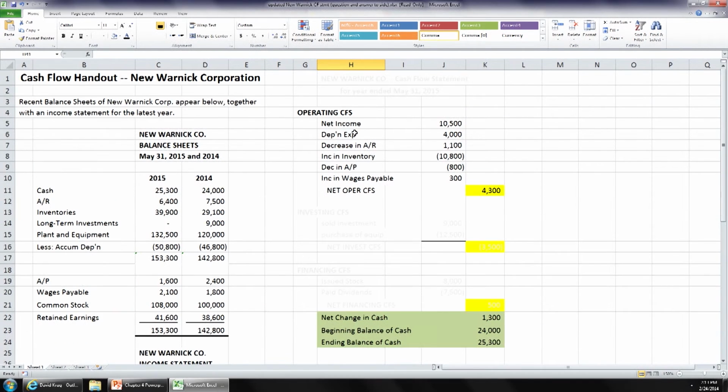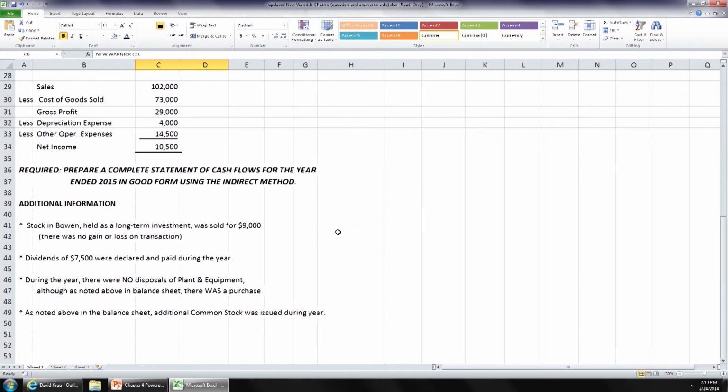Okay, now who are we? We are New Warnick, right? That's who we are, okay. Stock in Bowen, held as a long-term investment, was sold for $9,000. What type of activity is that? Financing. That is an investing activity, isn't it? Because isn't that a long-term asset? Now you have to read those carefully because it may look like we're issuing stock, but we're not. We have a long-term investment that we sold. It's a long-term asset. So that's investing. Is that an inflow or an outflow? Inflow of cash. Good.